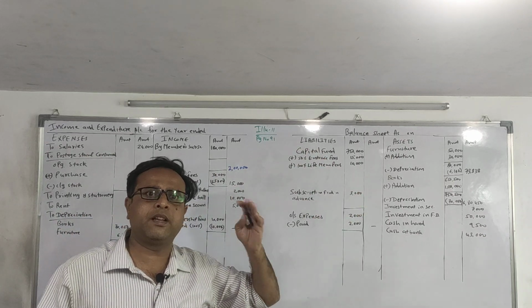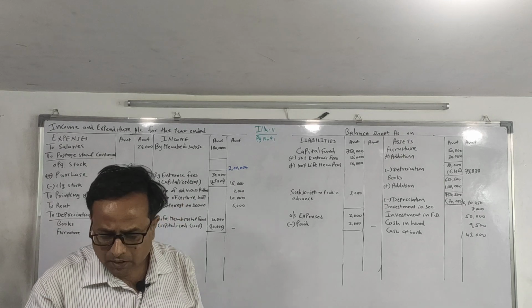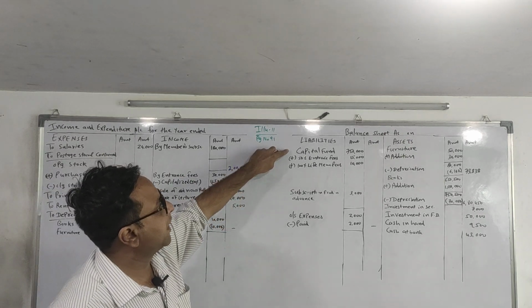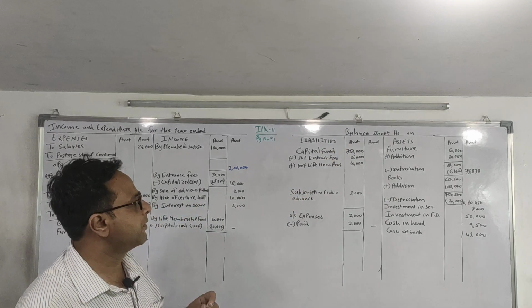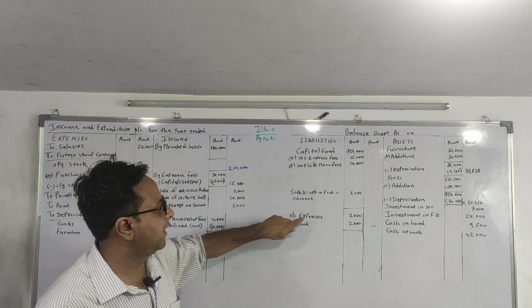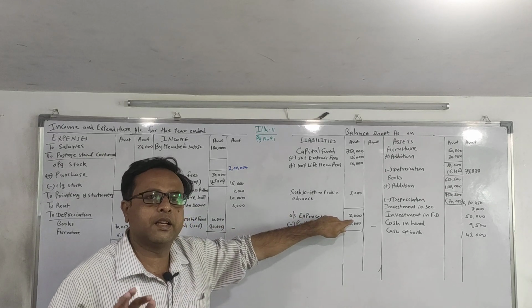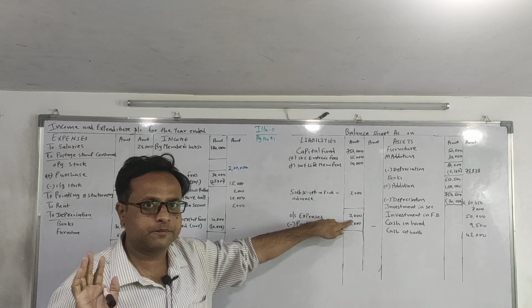Now again I am starting it. Now we will actually start with the sum by writing. What we'll do? Capital fund we will write in the inner column. Subscription received in advance we will write in the inner column. Outstanding expense we will write in the inner column. This is how we are done with our liability side posting.